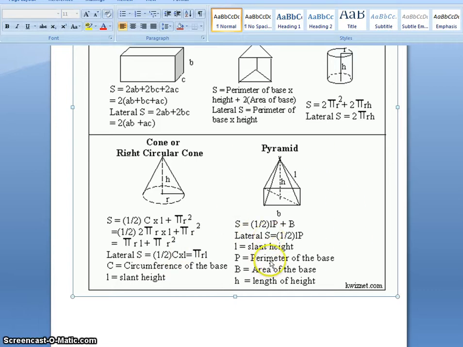Pyramids work very, very similar. You take 1/2 times the lateral height, so times that slant height, plus times the perimeter of the base, and then plus the area of the base. So those get a little complicated. Remember, you can have one of everything, but you don't have to have like 6 pyramids. You can have just 1 pyramid and be done with it.